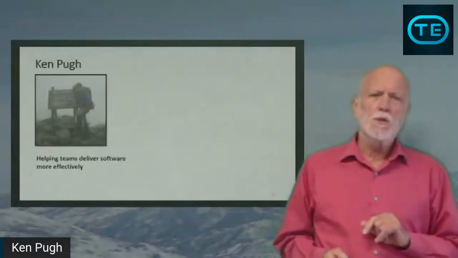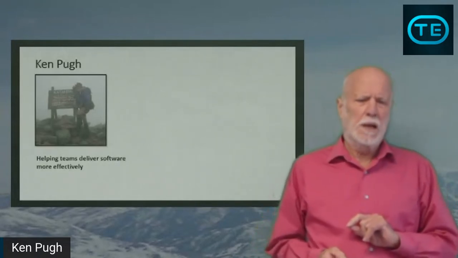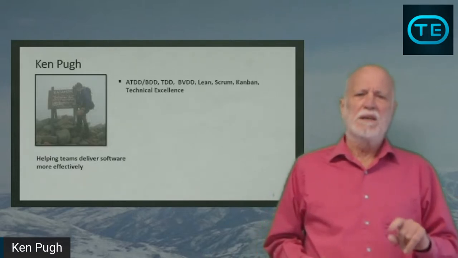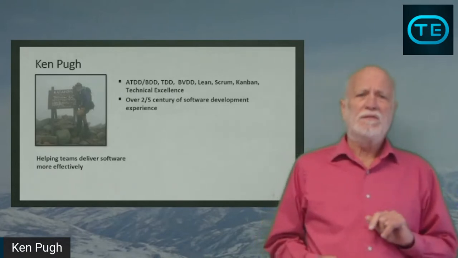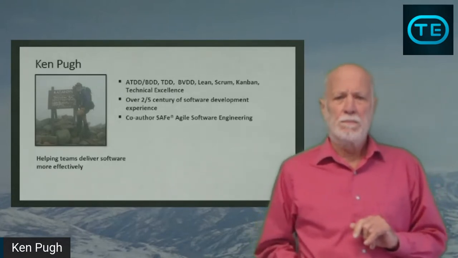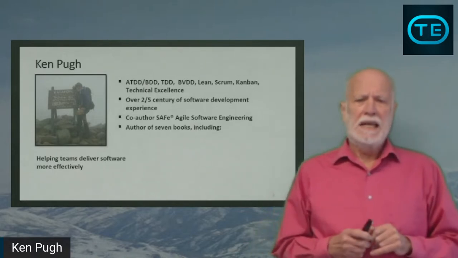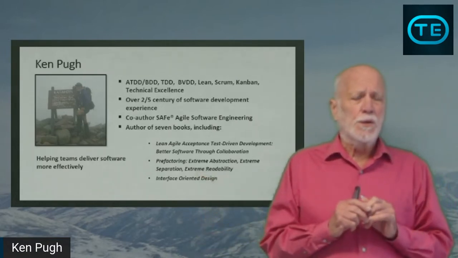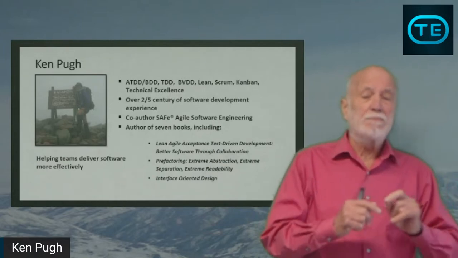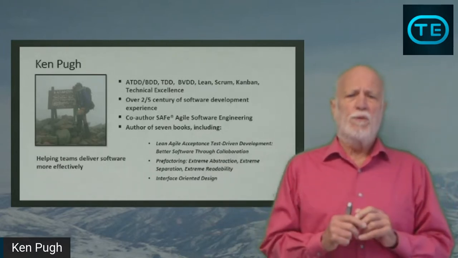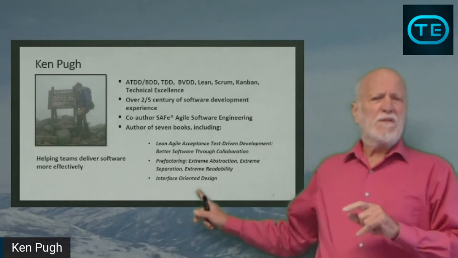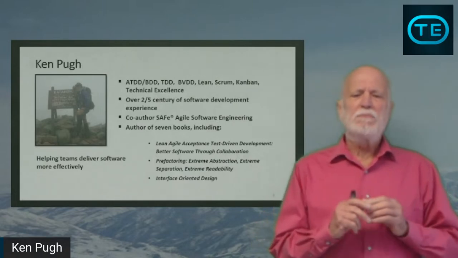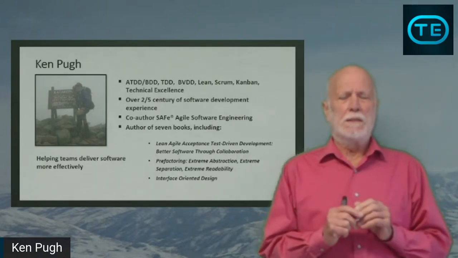Okay. It was already introduced, but here's just a brief summary again. My job is to help teams deliver software more effectively. And I've got over 2/5 of a century of software development experience. I'm the author of Safe Agile Software Engineering, and the 7 books, which are going to be made reference to inside of here. Lean-Agile, Acceptance Test-Driven Development, Better Software Through Collaboration, Prefactoring, Extreme Abstraction, Extreme Separation, and Extreme Readability.